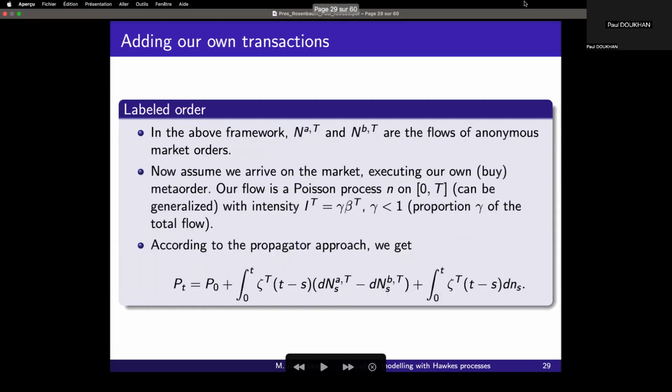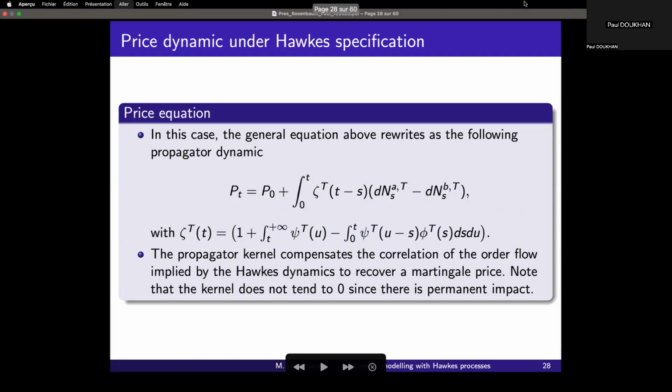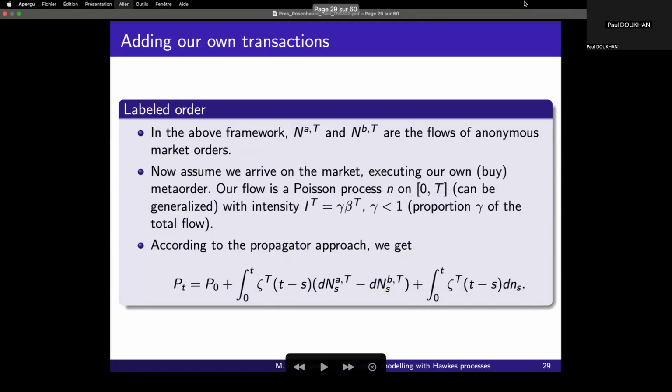So then let's come back to the meta order. So we see that this is how the market digests orders. Now let's assume that Paul, you come and you do the meta order. You buy 50 million stocks, some risky assets, between 0 and T. And the way I'm going to do it, I'm just going to trade as a Poisson process. So I have a Poisson process, and each time there is a point of the Poisson process, I'm buying. You do that.